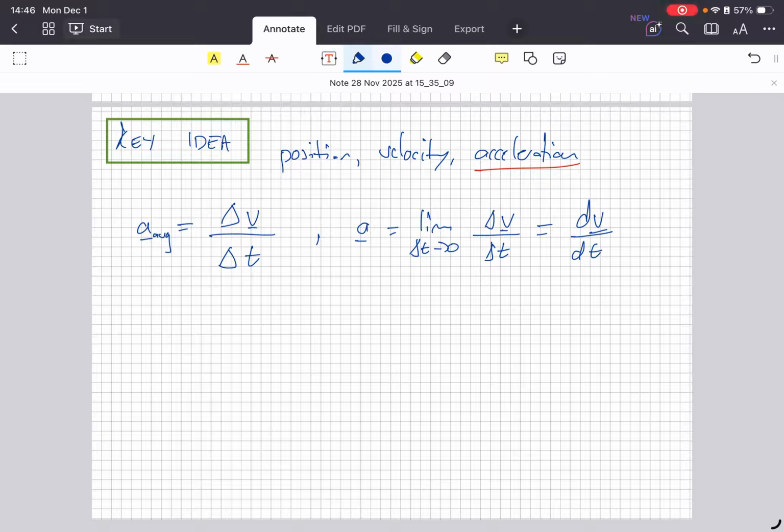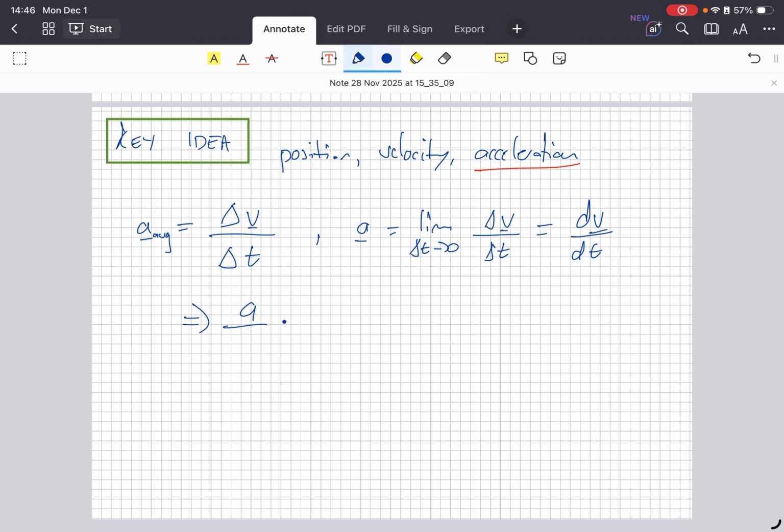So the key concept is essentially an extension of what we talked about in the key concept yesterday: we can find an average acceleration as the finite difference, the change in velocity over the change in time, or we can find the instantaneous acceleration, which is the derivative of the velocity with respect to time. And this leads us to a chain of relationships.